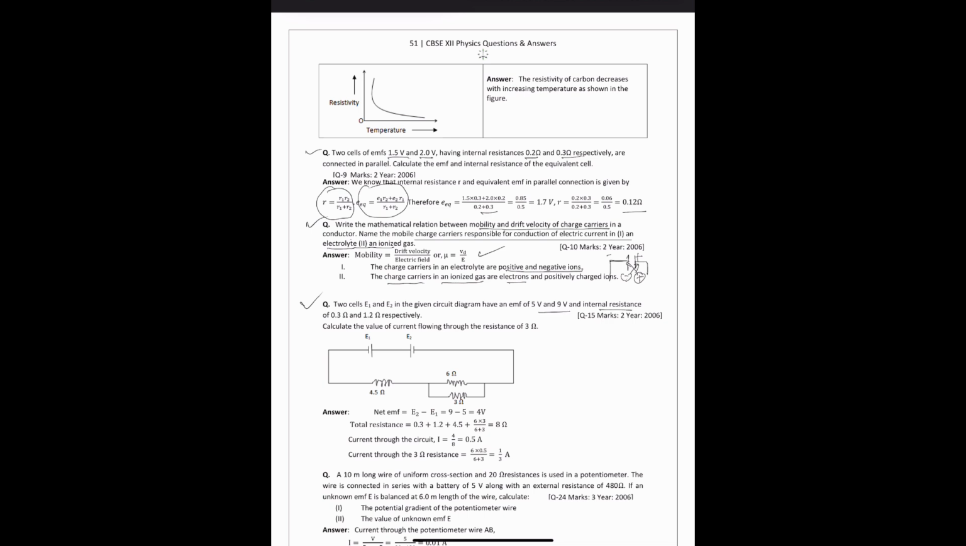an EMF 5 volt, 9 volt and internal resistance 0.3, 1.2, calculate the value of the current flowing through the resistance 3 ohm. Let us find out. This cell is driving in the clockwise direction, and this cell is driving in the anti-clockwise direction, these two are just opposite. So the effective EMF because of these two cells will be whichever is higher, that will predominate. Say E2 is more, so 9 minus 5 is 4 volt, the effective EMF.